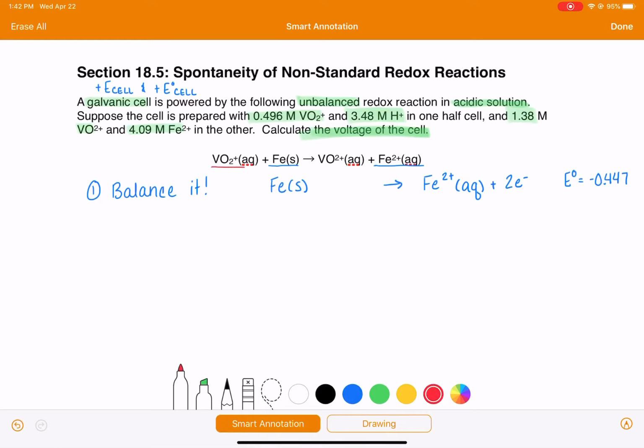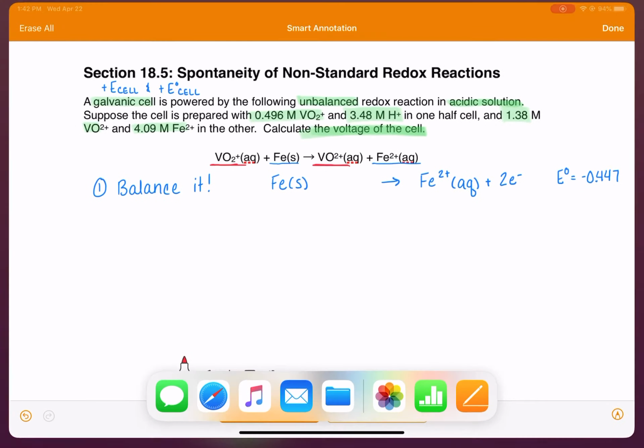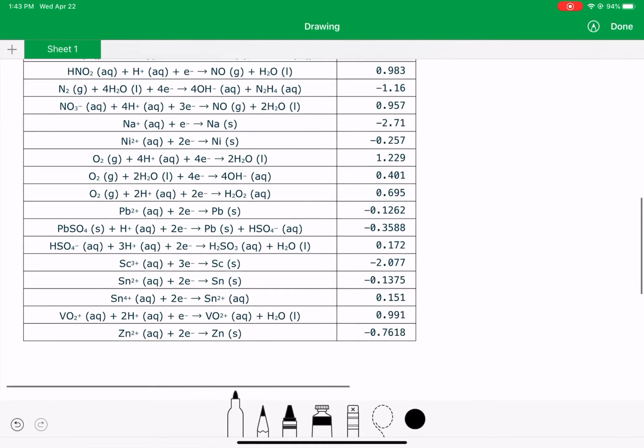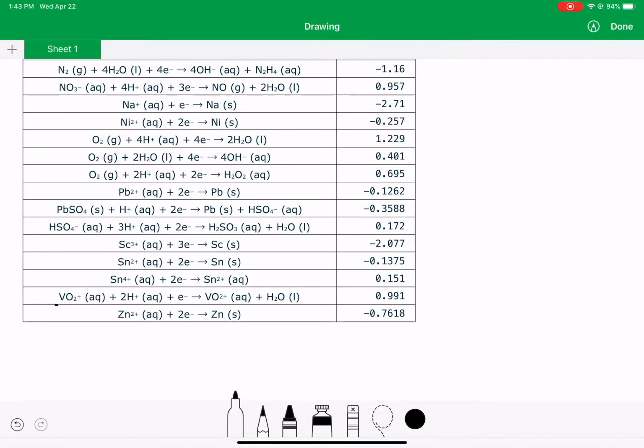So now we're going to be looking for a VO2+ and VO2+. Let's go find that one. So here it is down here. We have VO2+ and we have VO2+. And is this an acidic solution? Yes, it is. We can see we have H+ without OH- present, so that means we're good to go. Look, it's already balanced for us. We're not going to have to go through the steps of balancing this half reaction. Wonderful. We need to copy exactly the way that it's written.